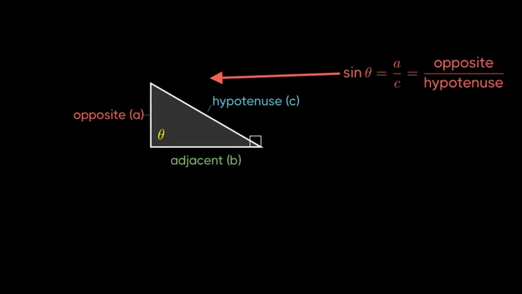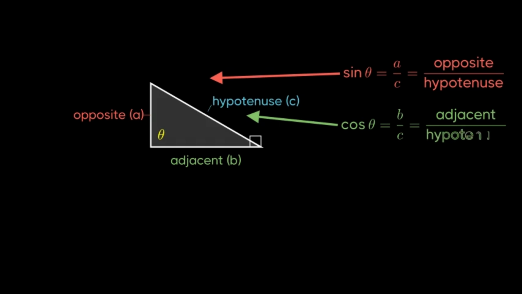The relationship between these sides gives us our basic trigonometric ratios. The sine of theta, or sin theta, is defined as the ratio of the opposite side to the hypotenuse. This gives us a value that depends only on the angle, not on the size of the triangle. For our current angle of 30 degrees, this ratio is exactly 1/2.